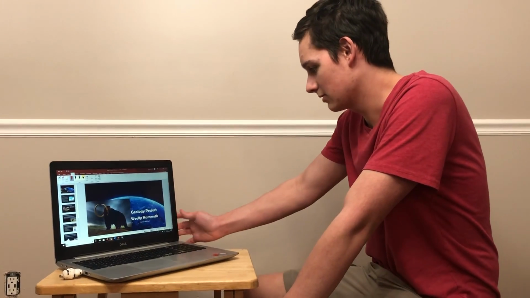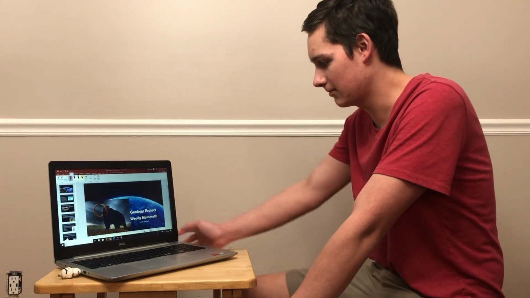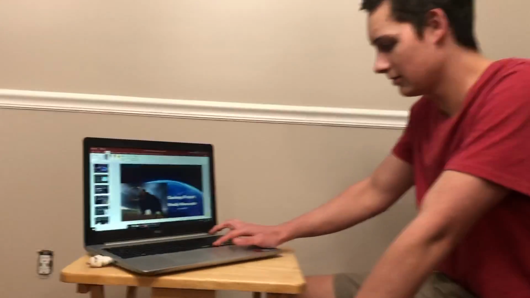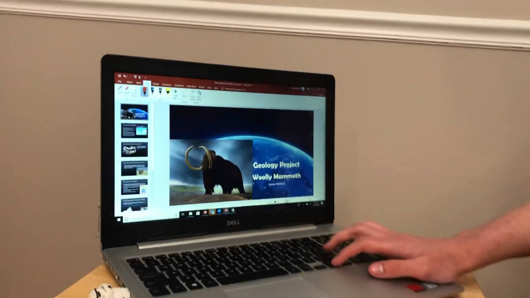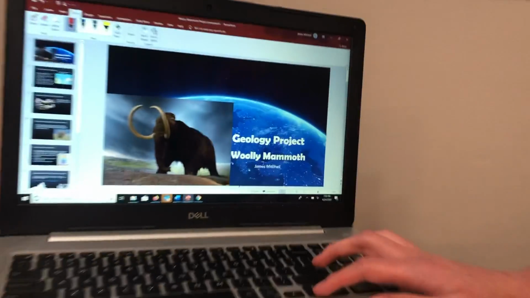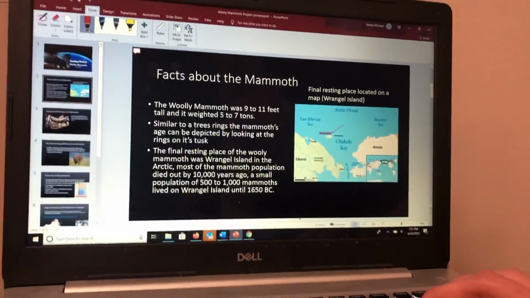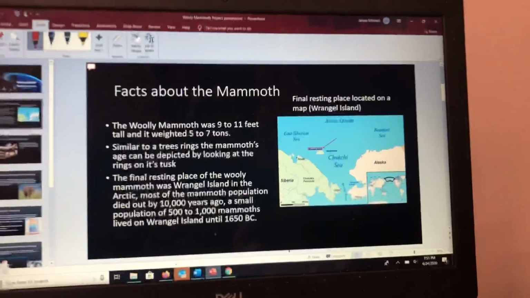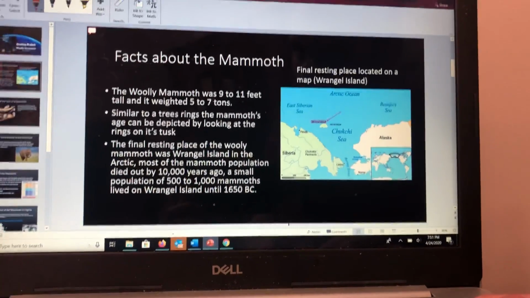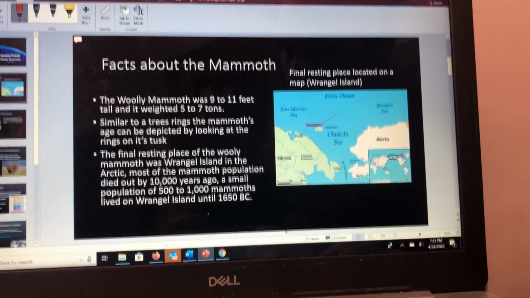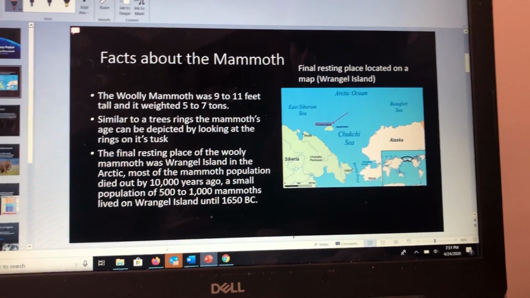This is my geology project on the woolly mammoth. Here's a good picture of the woolly mammoth here. Okay. Some facts on the woolly mammoth. The woolly mammoth was 9 to 11 feet tall, and it weighed 5 to 7 tons.